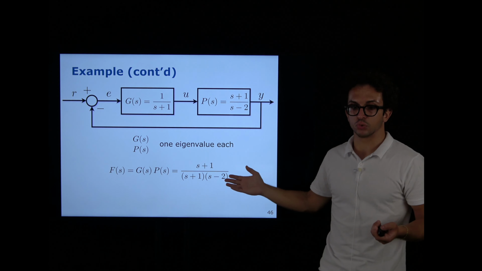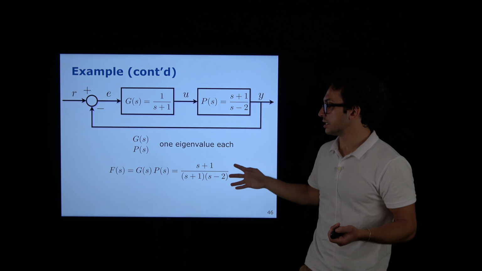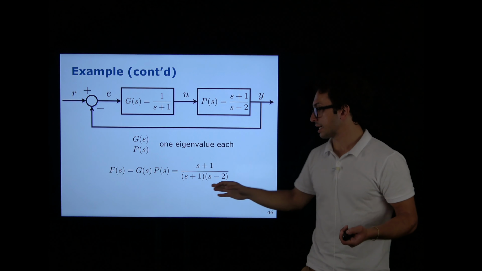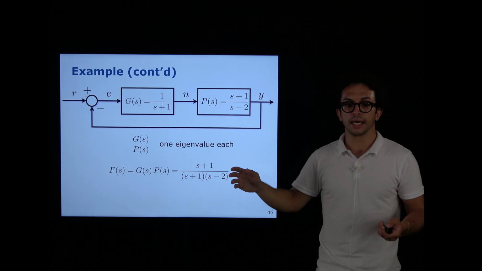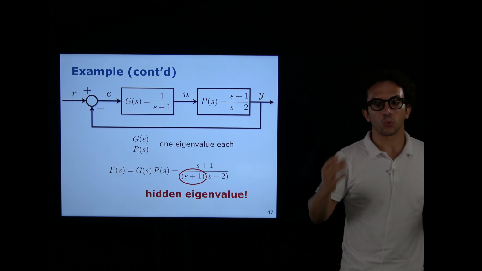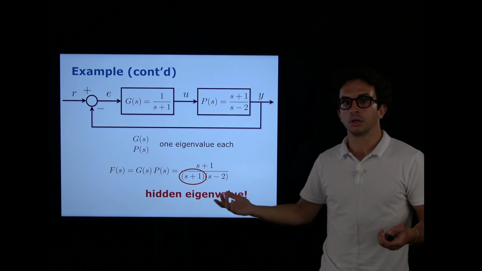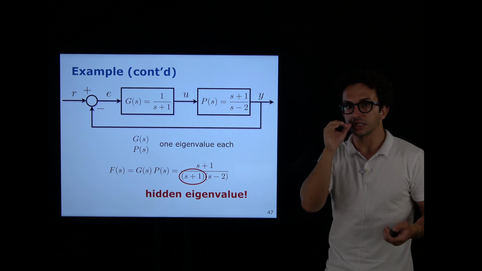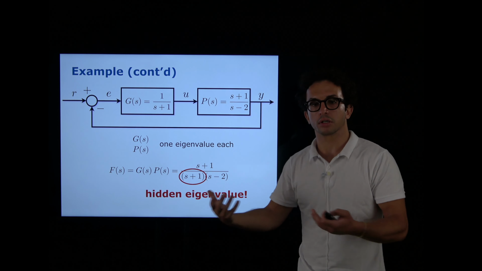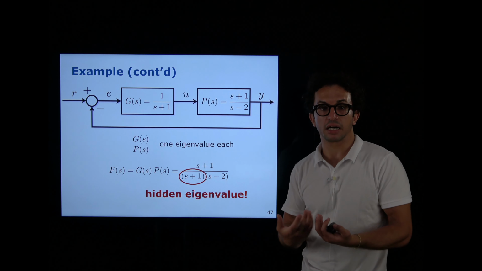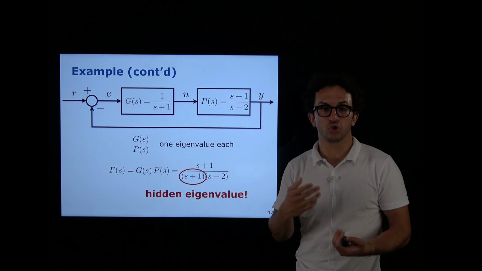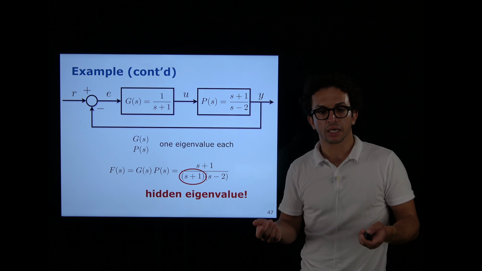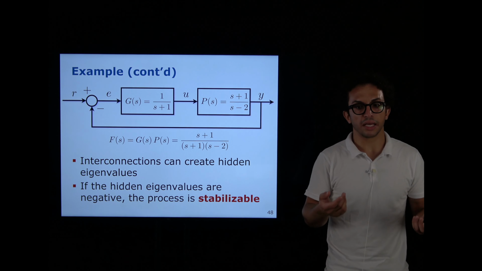The actual transfer function we have is something like this, because it has the s plus 1 coming from G and the s minus 2 coming from P, and it simply has one hidden eigenvalue. So there's one eigenvalue that, because of some simplifications from the interconnection, becomes hidden. It becomes either uncontrollable or unobservable, but it's just hidden. And this is the main problem.